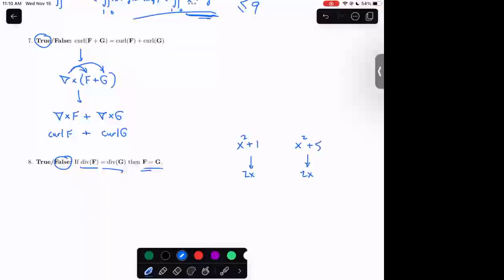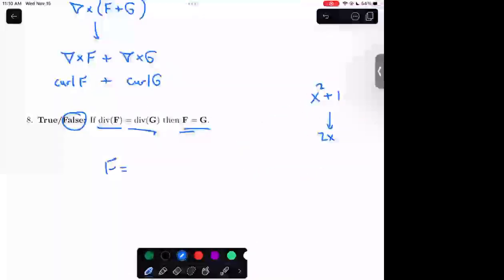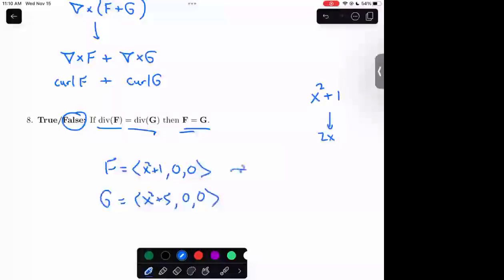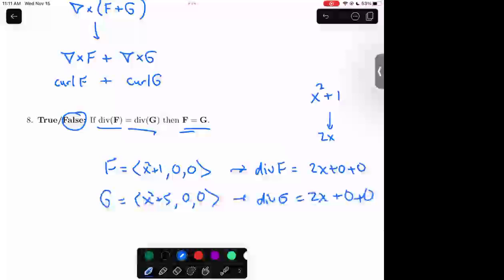If you want to formalize this, a counterexample could be: one vector field f is x squared plus 1, and then zeros for the rest. And g could be x squared plus 5, and then zeros for the rest. When you calculate out the divergence of f, you're going to get 2x plus 0 plus 0. When you calculate out the divergence of g, you're going to get 2x plus 0 plus 0. Right? Take the derivative with respect to x of your first component, the derivative with respect to y of your second component, the derivative with respect to z of your third component, add those all together. Even though these divergences are the same, 2x in both cases, our vector fields that we started with are not the same.